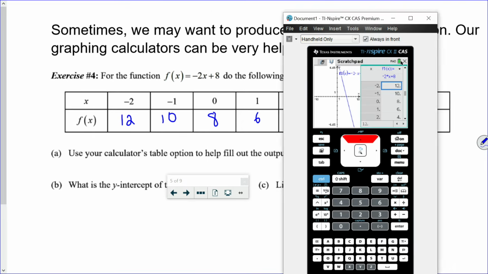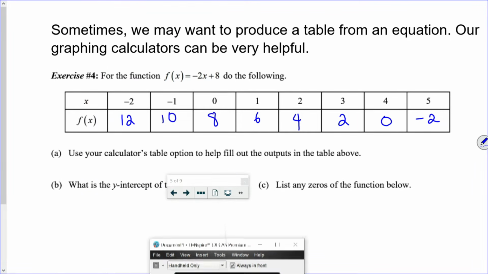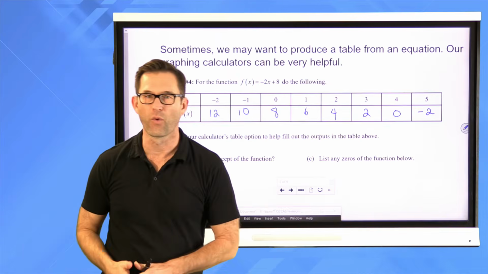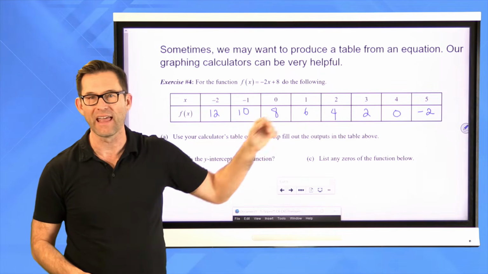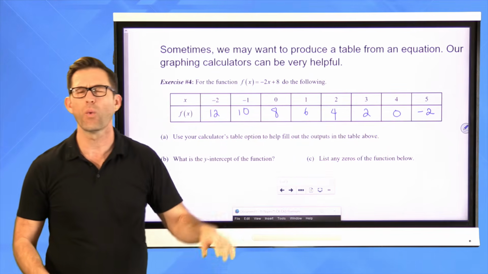This is when I'm going to have to move it a little bit. Maybe actually even go down some to get the rest of the table on there. When x is 2, y is 4. 3 is 2. 4 is 0. And 5 is negative 2. So really, I'm just using the calculator to do all of that sort of arithmetic for me, right? The calculator is taking the input, multiplying it by negative 2 and adding 8, and it's producing all of these outputs for these inputs. It's a wonderful, wonderful thing.